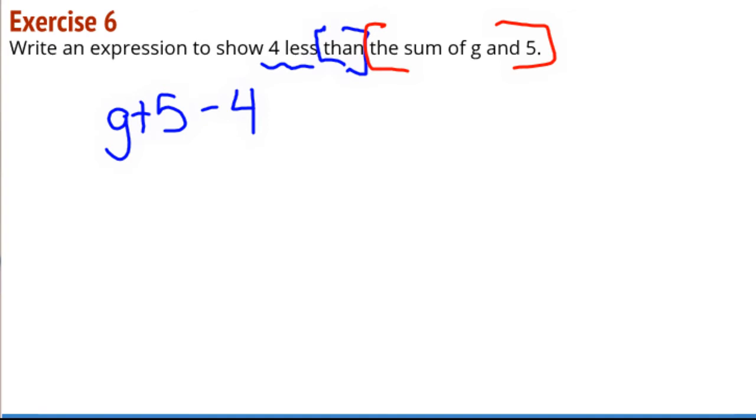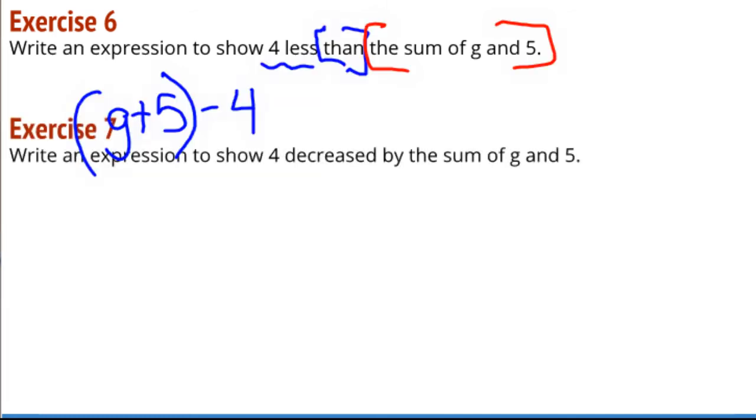So I'll subtract 4. Now you might ask yourselves, hey, do I need the parentheses around the g plus 5? Well, if I follow order of operations, I'll do the sum first and then I'll subtract. I'll be okay going left to right following the subtraction or addition. So no, the parentheses aren't necessary. Is there anything mathematically wrong with that? No, there isn't anything mathematically wrong with that.